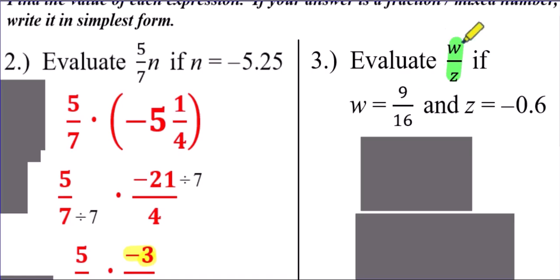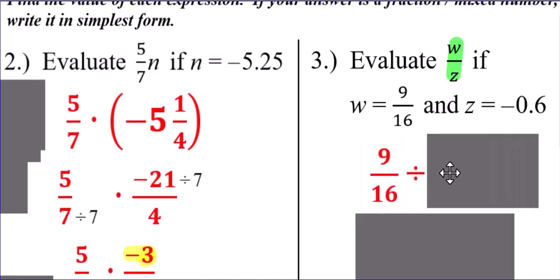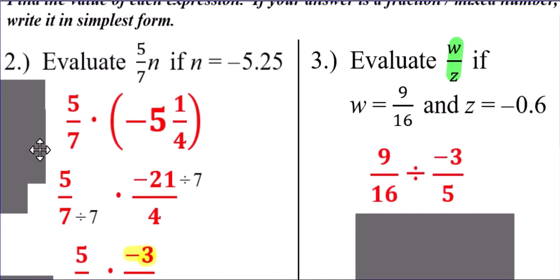So I'm not going to actually write it as 9/16 over negative 0.6. I'm going to write this as 9/16 divided by negative 0.6. Dividing by 16ths would make terminating decimals, but they're not very user-friendly. They're like 4-digit terminating decimals. So I would find it much easier to change negative 0.6 into negative 6/10, reduce it to negative 3/5. It's much quicker if you reduce it first.